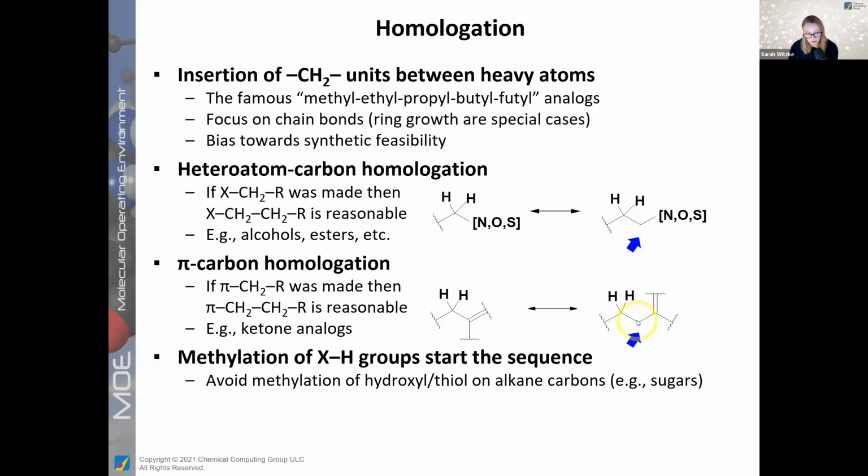Again, as before with the bioisosteres, we have to think about the framework of the rules, that there might be things we want to avoid. For instance, we might want to avoid methylation on hydroxyls or thiols, for instance on sugars, because a change of a hydroxyl group to a methoxy group on a sugar could really change the properties of it.